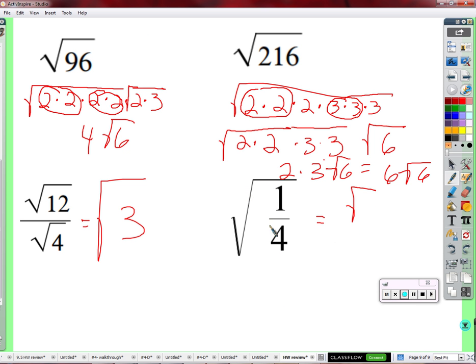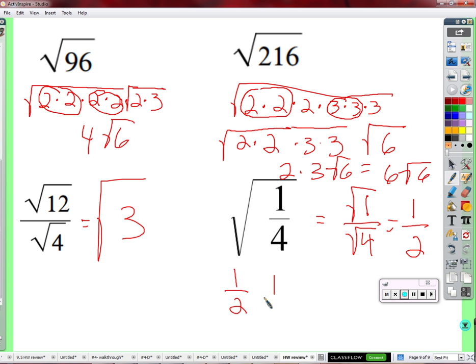So the square root of 1/4 should be the square root of 1 over the square root of 4. What's the square root of 1? 0.5. No. Not half of 1. The square root of 1. 0.25. Or 1/4. 1. What? A square root is a number that multiplies by itself to give you the number. Square root of 1 then is 1. Square root of 4? 2. The square root of 1/4 is 1/2.